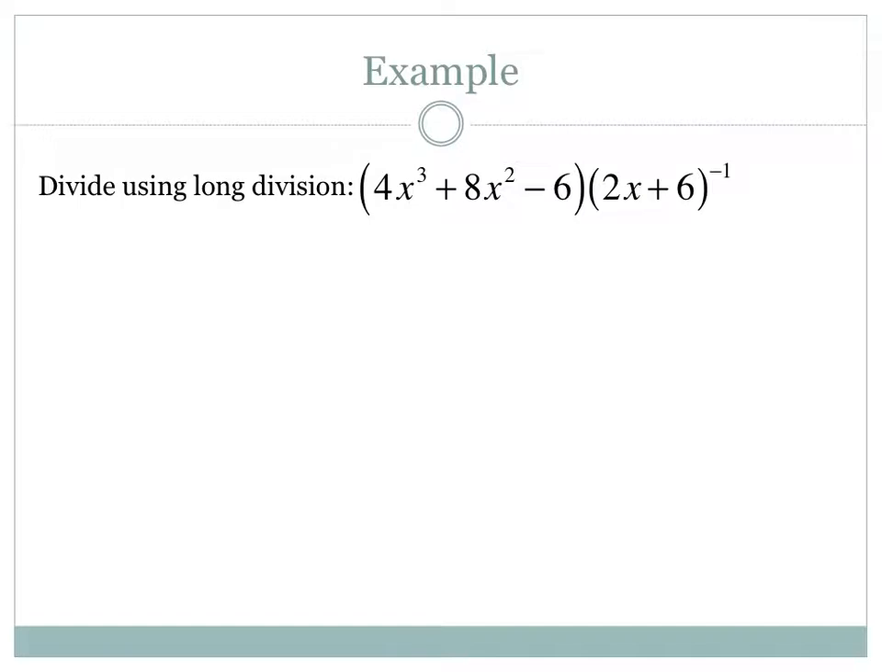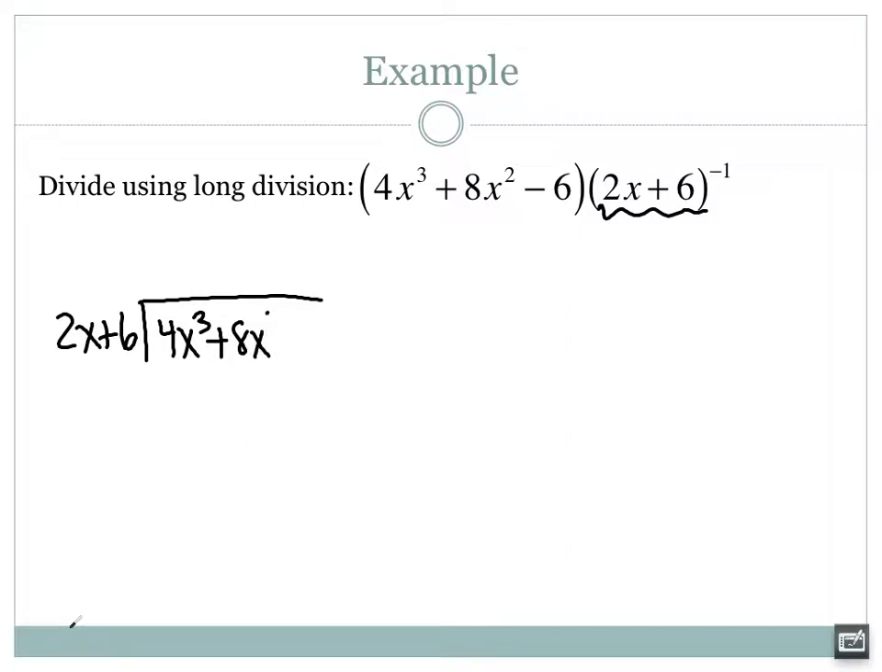Okay, here's the one that we're going to do together. Remember that all this to the negative 1 just means that we're dividing by that. So the 2x add 6 goes outside the box. Inside the box, I have 4x to the third, add 8x squared, add 0x, subtract 6.